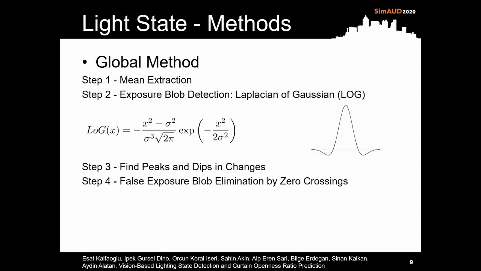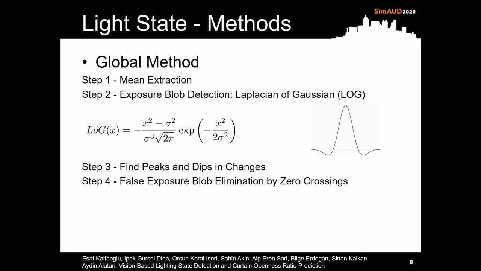Global method is a four-steps algorithm. In the first step, the mean is extracted from the signal. In the second step, Laplacian of Gaussian, LoG filter is applied in order to find the region of exposure change. The shape of LoG filter is like a Mexican hat, sombrero.